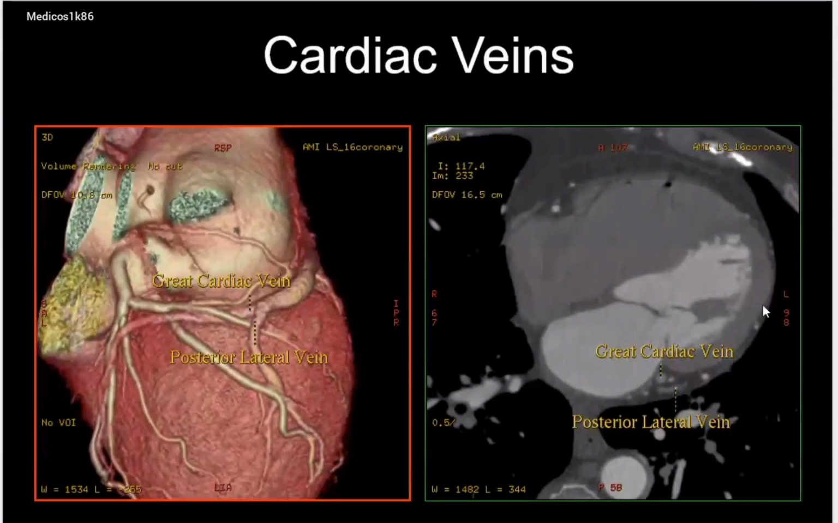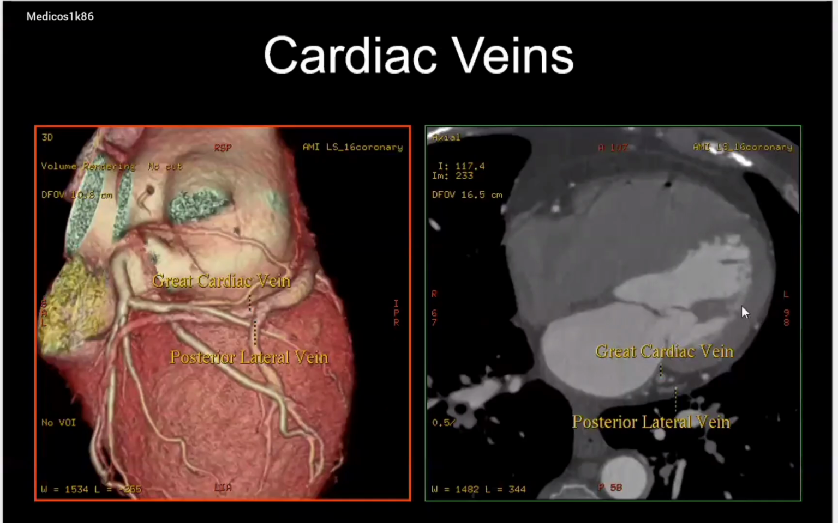And here is the biggest vein, the great cardiac vein on the left side. We should know the veins. If you scan the patient late, there will be contamination between the arteries and the venous system, and you cannot decide which is the vein and which is the artery. Only the big venous system you should know, not the small one.